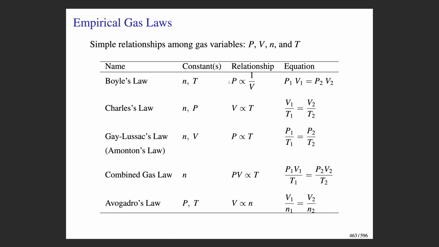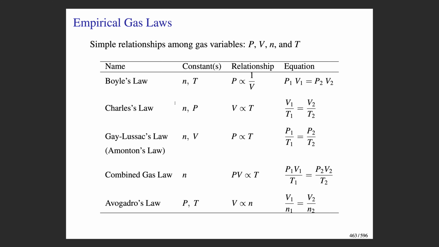This proportionality relationship can be expressed as an equation like this, where the 1 refers to the initial state of the gas and 2 refers to the final state of the gas. So if you have a change in, for example, the volume of the gas, and if you know the initial pressure and you know the initial volume and the final volume, you can then use this equation to calculate the final pressure.